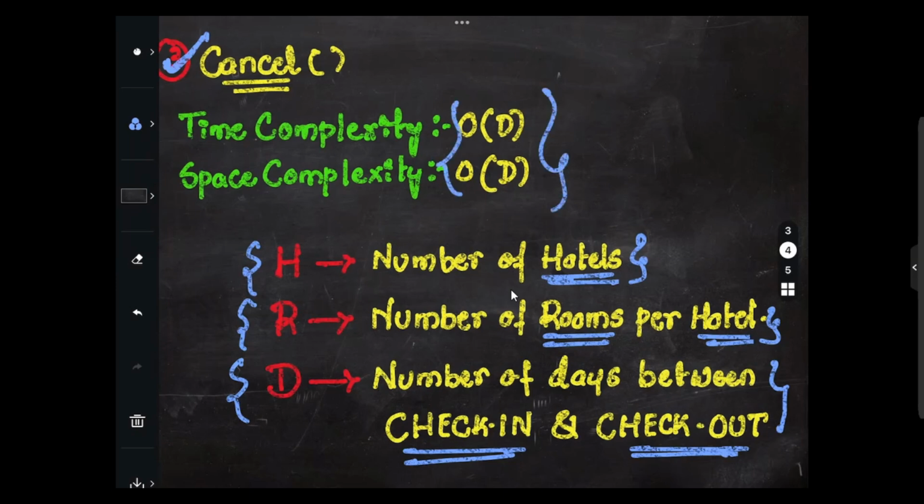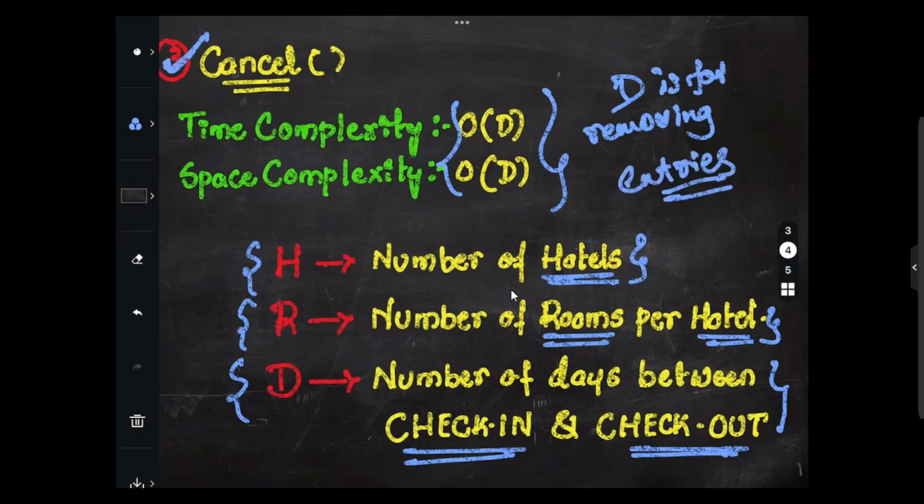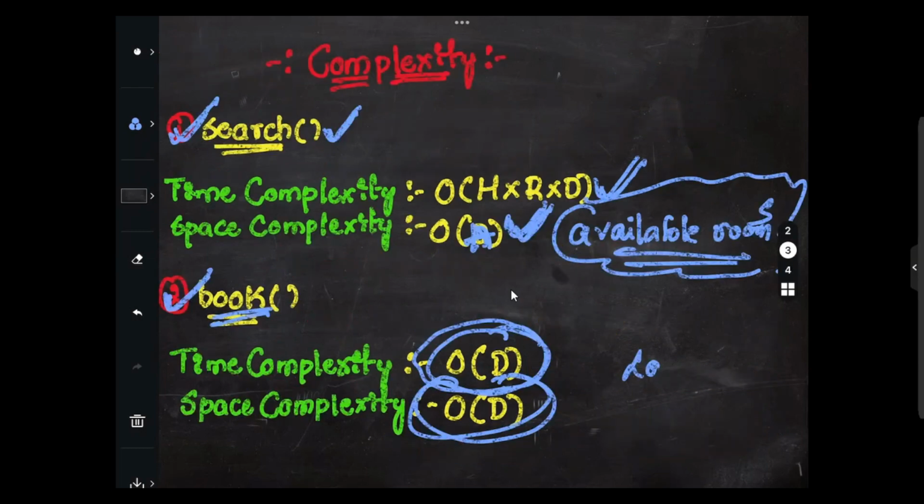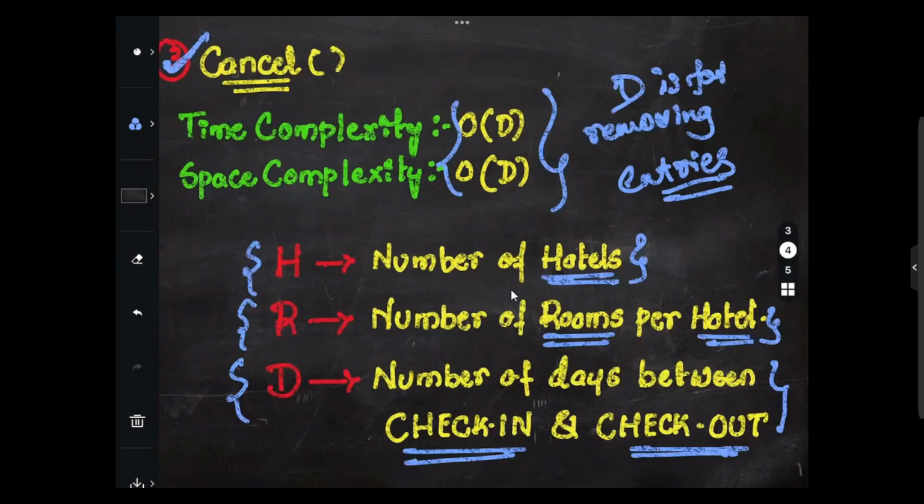So here we know D is for removing entries. Just remember this, easy, right? So these three methods we have successfully discussed. We have discussed the complexities for the search, book, as well as the cancel method. I hope the complexities are completely clear. Next, let's discuss the future scope, right?